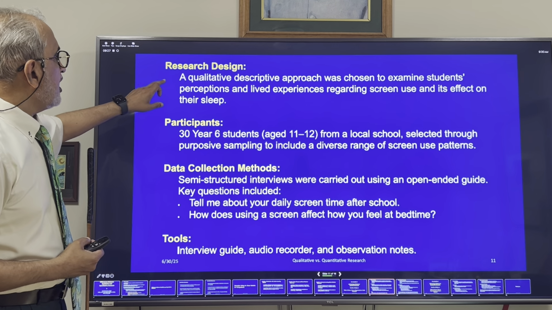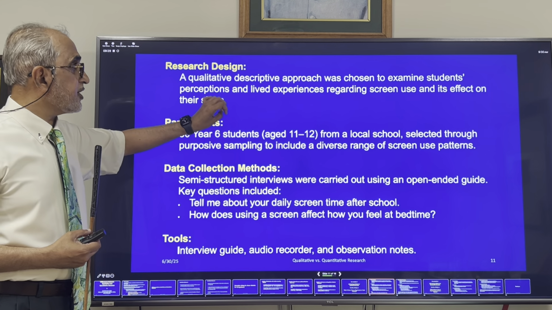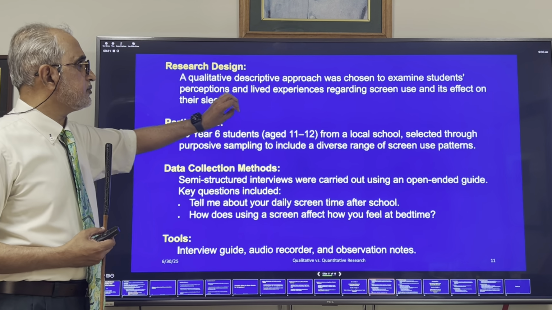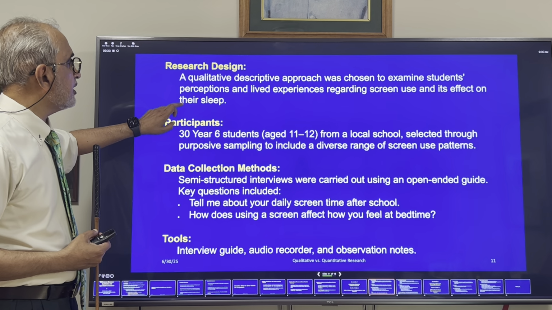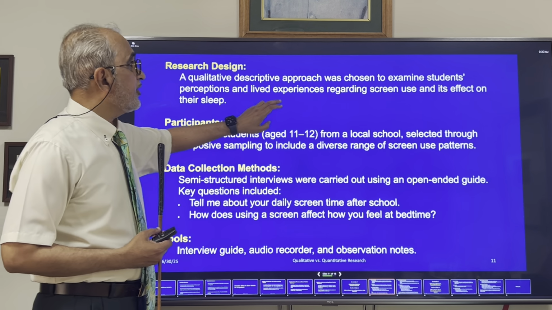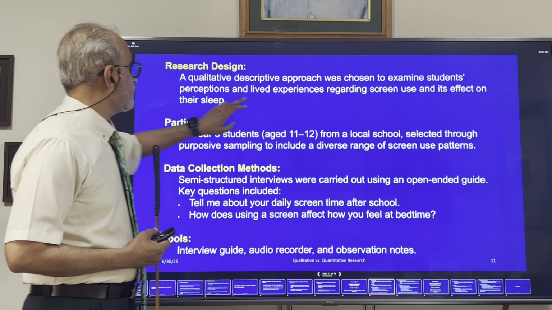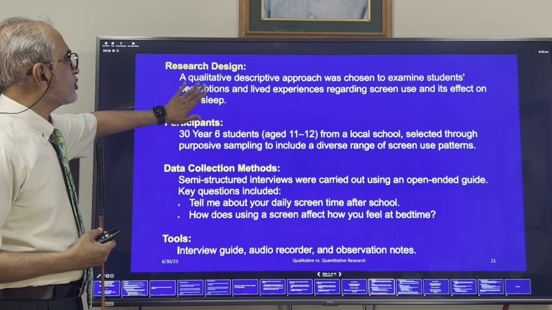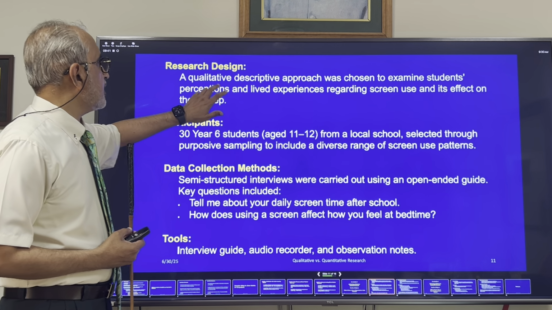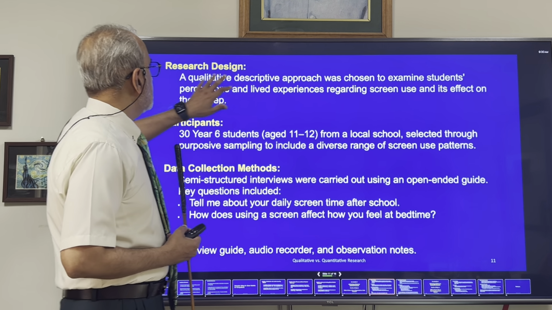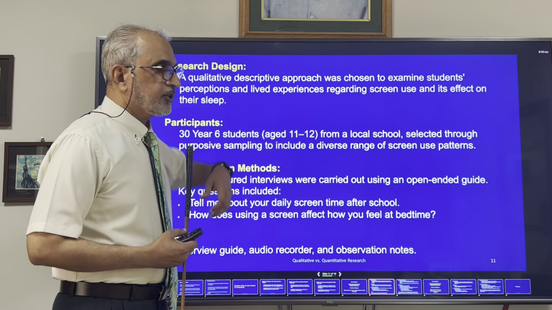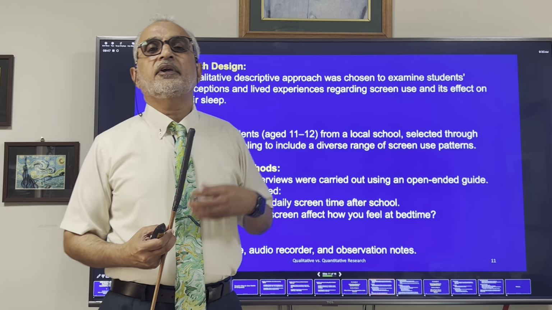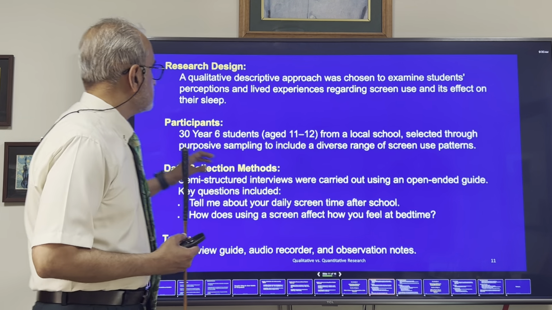Research design: a qualitative descriptive approach was chosen to examine students' perception and lived experiences regarding screen use and its effect on their sleep. Please do not concentrate on technical words like descriptive approach, qualitative, because that I am going to describe in future videos.